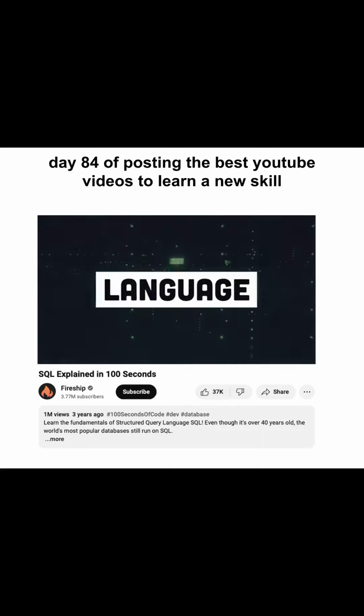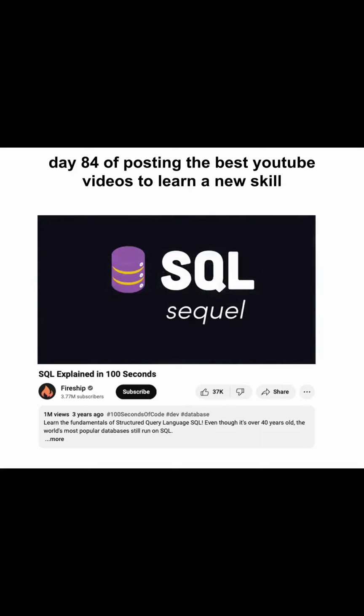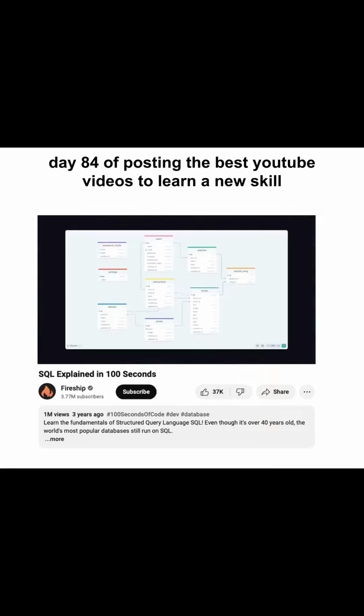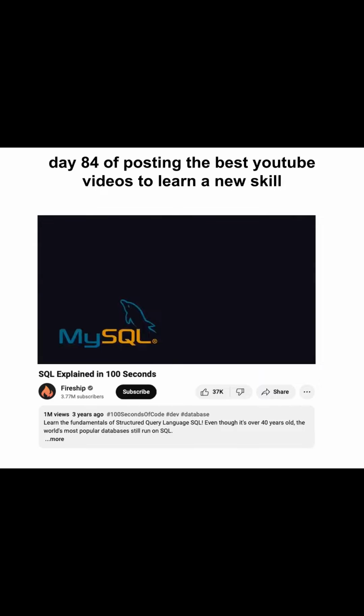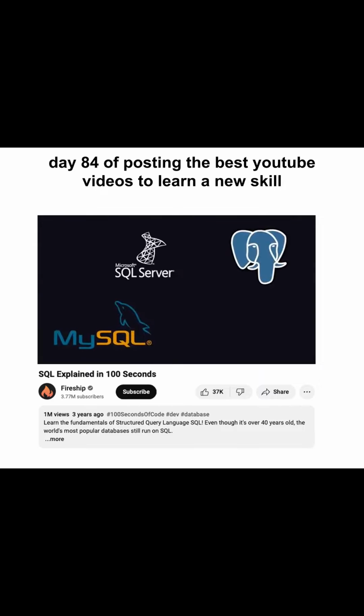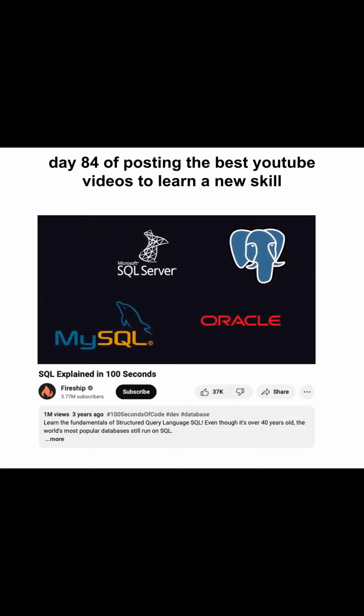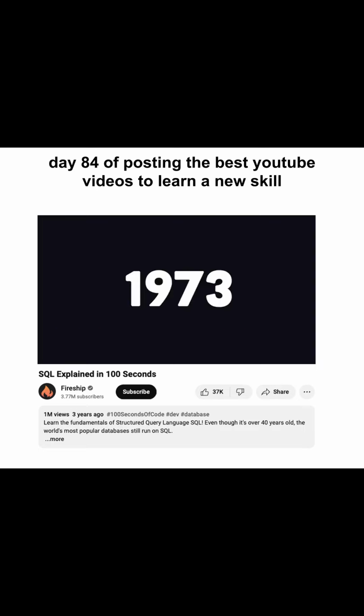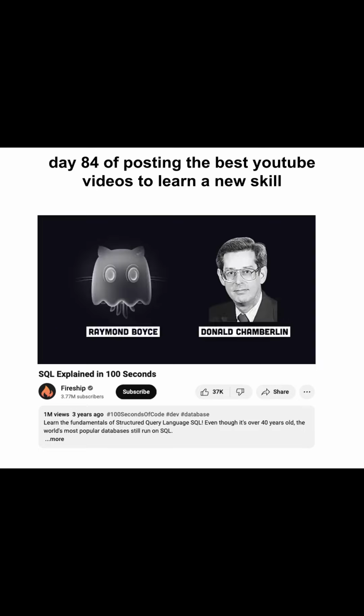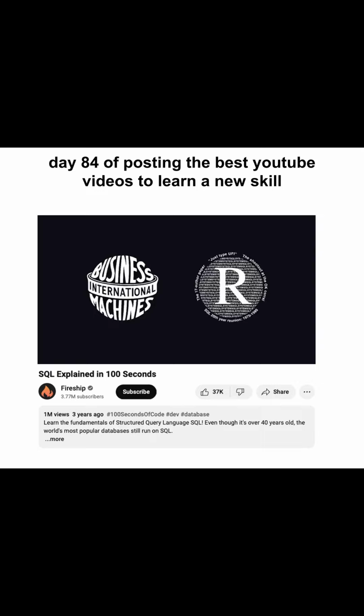Structured Query Language, SQL or "sequel" for short, is the gold standard language for communicating with relational database management systems. You've likely heard of databases like MySQL, Postgres, Microsoft SQL Server, and Oracle, all of which are based on SQL with their own little variations. It was initially developed in the early 70s to mutate and retrieve data from IBM's System R database.